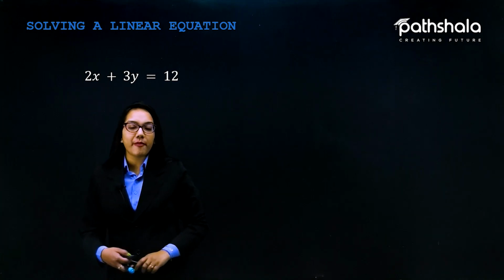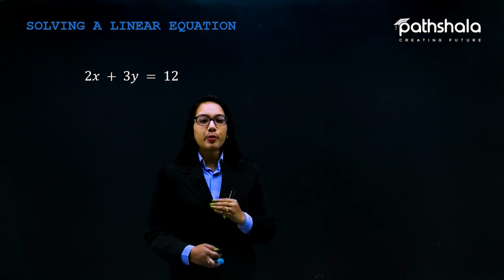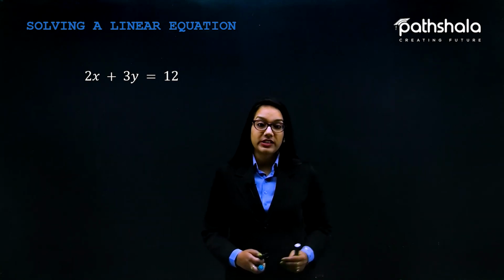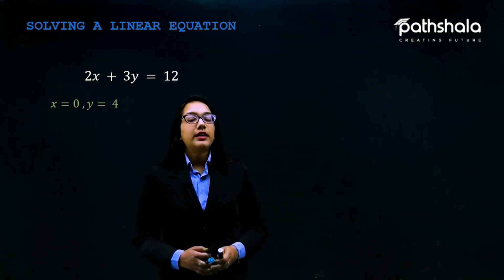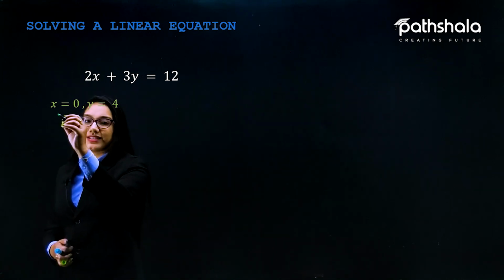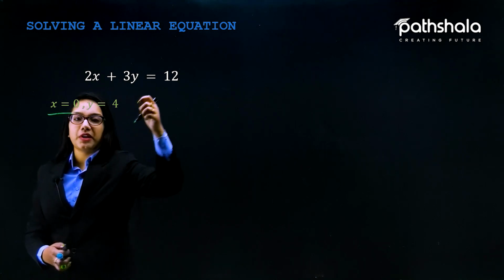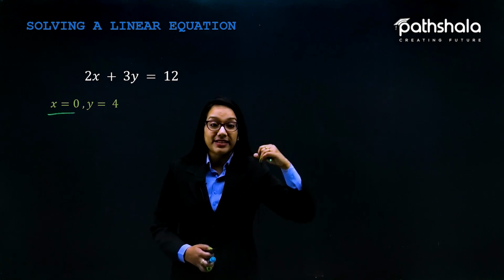So let us suppose I am finding the solution of this linear equation. Let us take different values of x. I'll start with x is equal to 0 and y as 4. Starting with x is equal to 0, if I substitute x is equal to 0 in this particular equation, then we will definitely get y is equal to 4.